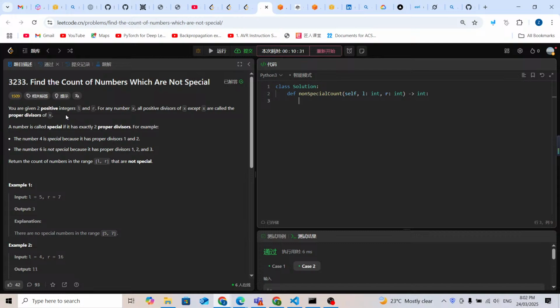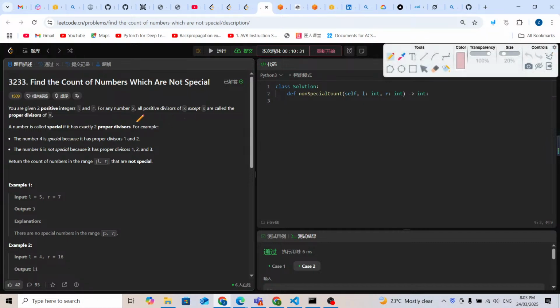So we are given two positive integers L and R. For any number x, all positive divisors of x except x are called the proper divisors of x. So a number is called special if it has exactly two proper divisors. What is the meaning? It means we have to understand the proper divisors.